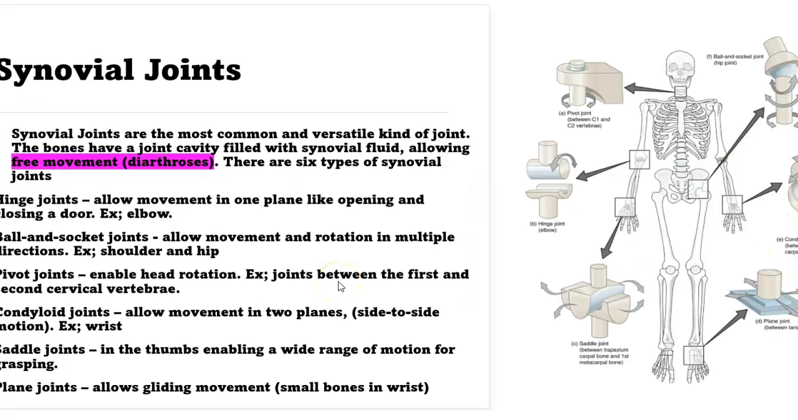The synovial joints are the most common and versatile kind of joint. These joints have a joint cavity filled with synovial fluid, allowing free movement. There are 6 kinds of synovial joints.